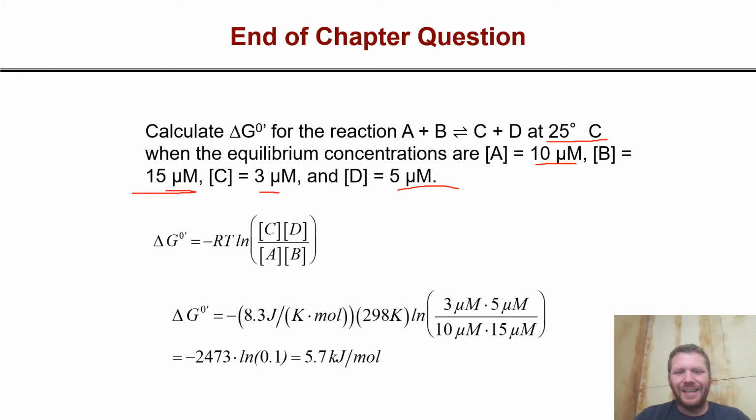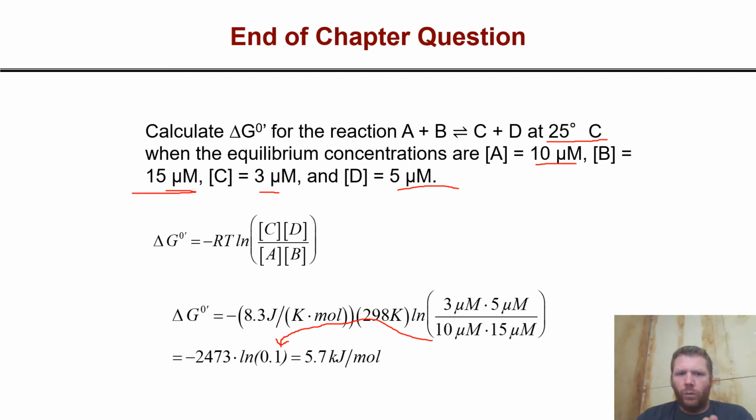which would result in negative 2473, times the natural log of 0.1. Effectively, it's 15 divided by 150, therefore 0.1 is where that number is coming from. So that's that right there. The natural log of 0.1 results in a value of positive 5.7 kilojoules per mole.